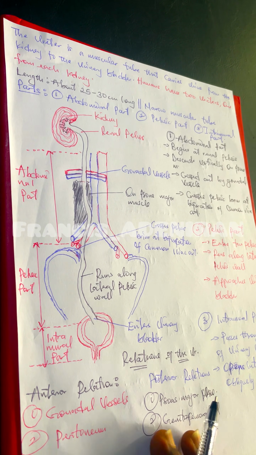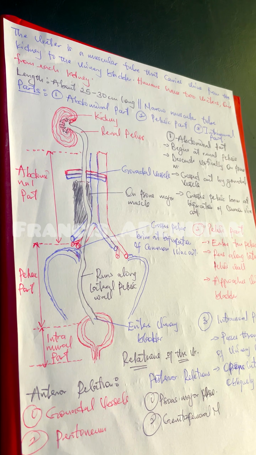So let's go to the ureter. Now, the ureter is a narrow muscular tube that carries urine from the kidney to the urinary bladder.